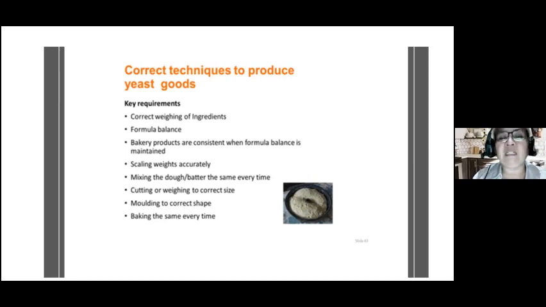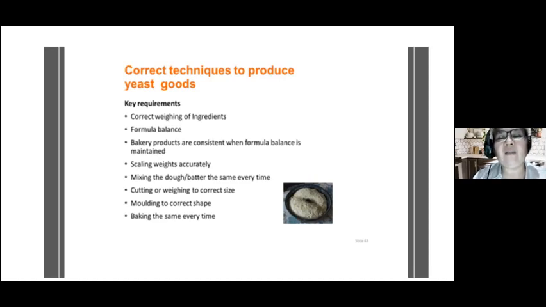Scaling weights accurately, mixing the dough or the batter the same every time, so it is done all at once. Although we have the so-called sponge method for bread, where half is separated and then you mix it together at a later time. That sponge method is also good because the bread has better eating qualities and a longer shelf life.